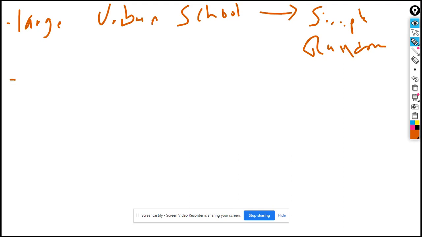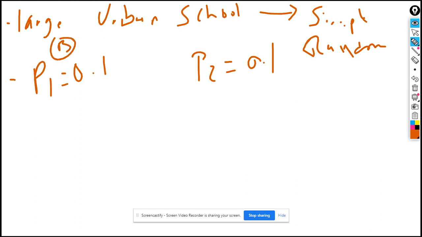The percentage of boys and girls having a 3 average or higher are both approximately 10%. So I have P1 is 0.1 for the boys, P2 is 0.1 for the girls. So this is the boys, this is the girls.